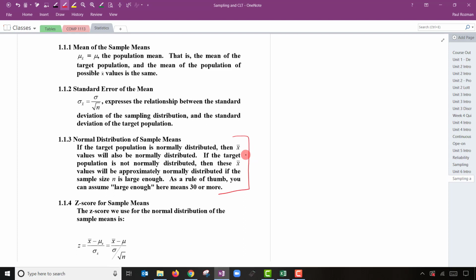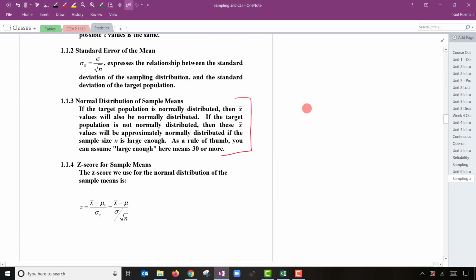And then to do your calculations, you'll need a new z-score. We have been using z as x minus mu over sigma. Well, now we're not studying individuals anymore. We're studying the mean.